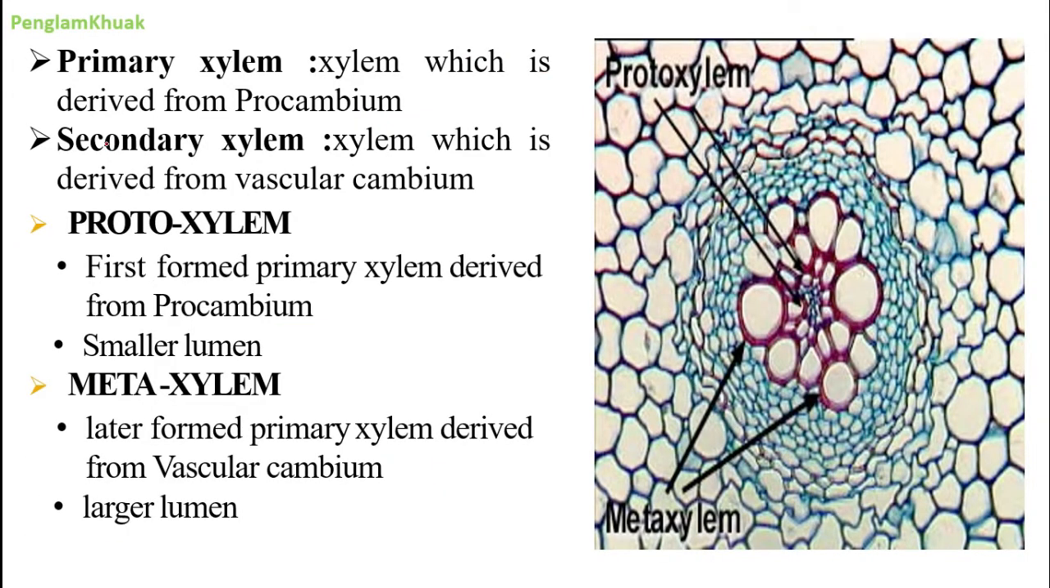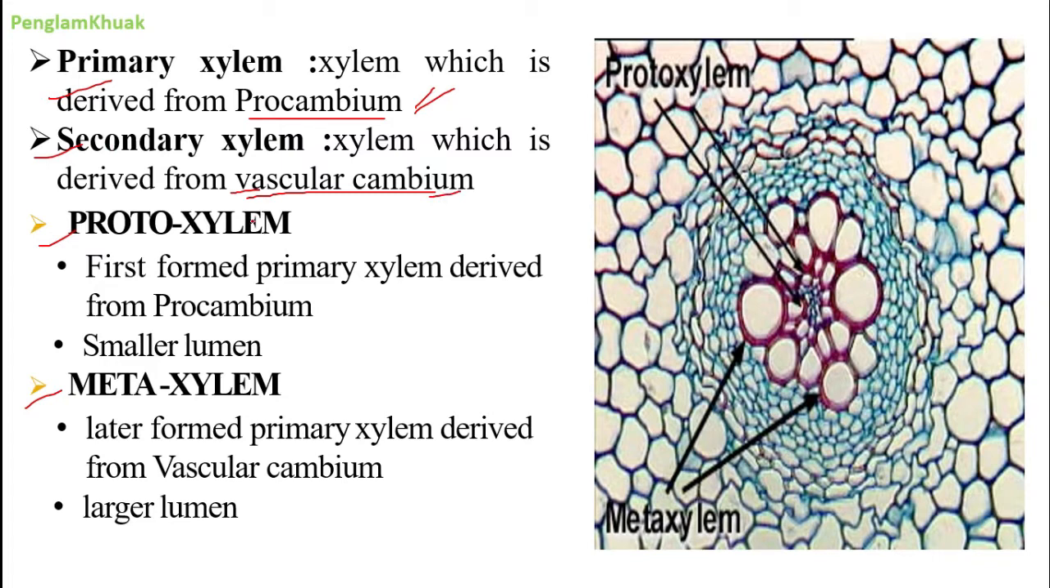Apart from those different types of xylem elements, first let's discuss what is primary xylem, what is secondary xylem, and protoxylem and metaxylem. Primary xylem is one formed from procambium. Procambium is a meristematic tissue, not yet mature cambium. So the xylem which is formed from the procambium, the first formed xylem, is called primary xylem, and secondary xylem is formed from the vascular cambium. This cambium will mature after some time and form a vascular cambium. So the xylem which is formed from the vascular cambium is called secondary xylem.